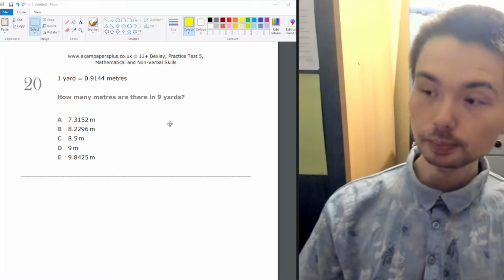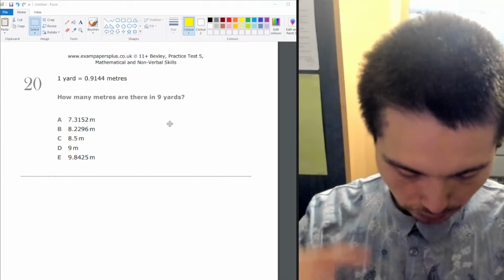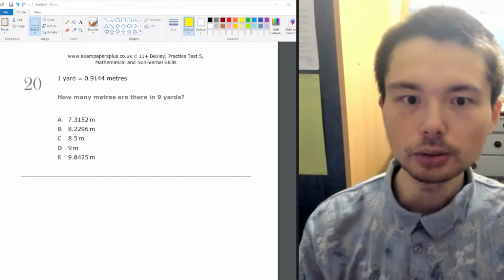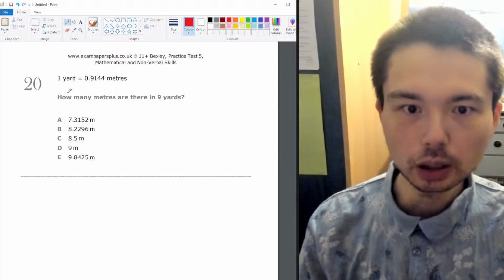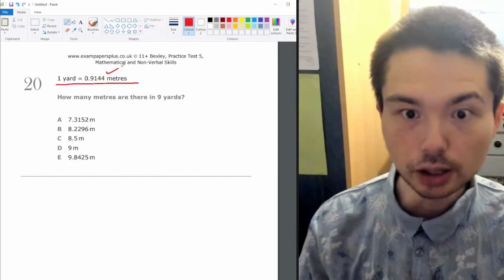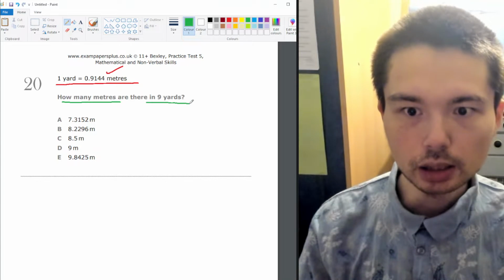Every single question, you can always pause the video, have a go, do it yourself, then unpause, see how I do it. 1 yard is equal to 0.9144 meters. Doesn't matter. We apply this to the question. How many meters in 9 yards?